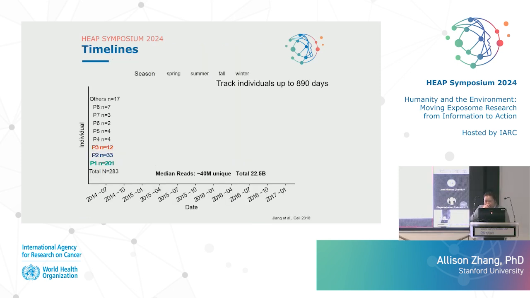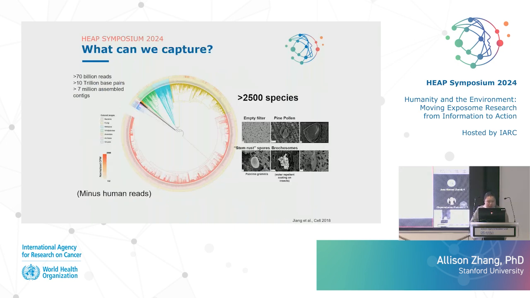In a previous study, we used the exposometer. Oh, this didn't show up. Anyway, it's just dots for the samples we collected from our participants. We used our exposometers to track 17 individuals for 2.5 years, and this is what we found. With our approach, we can detect over 2,500 species covering all domains of life, including bacteria, fungi, animals, plants, and viruses.